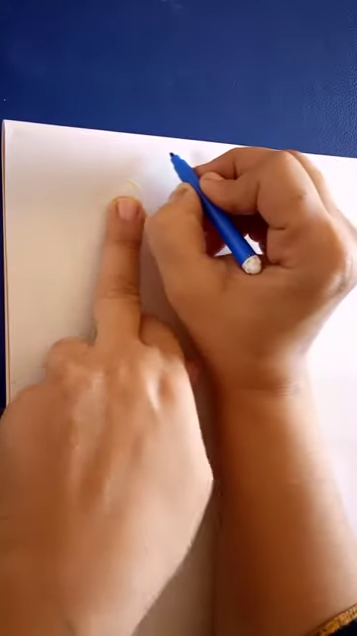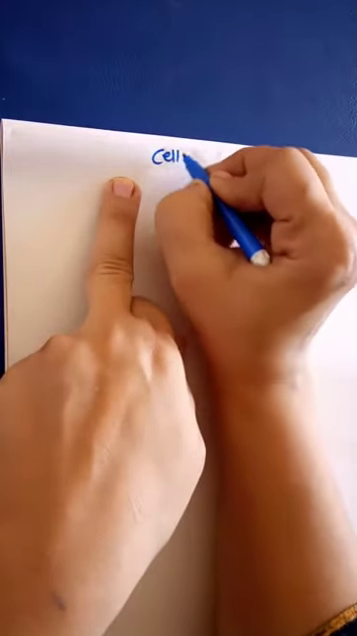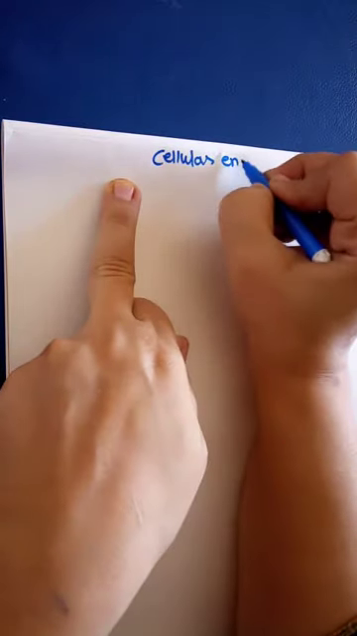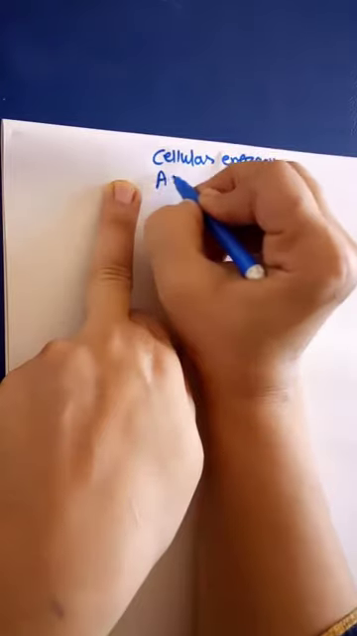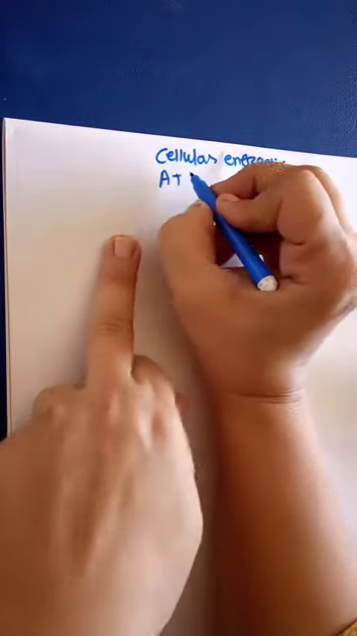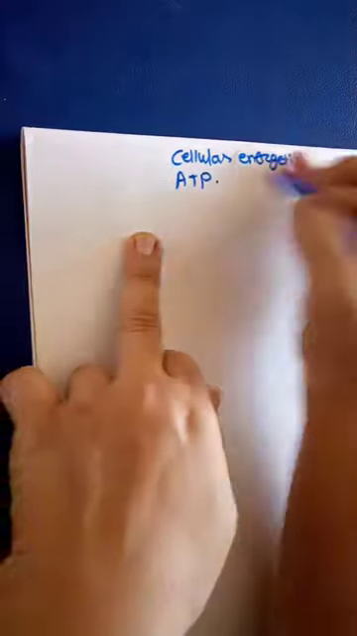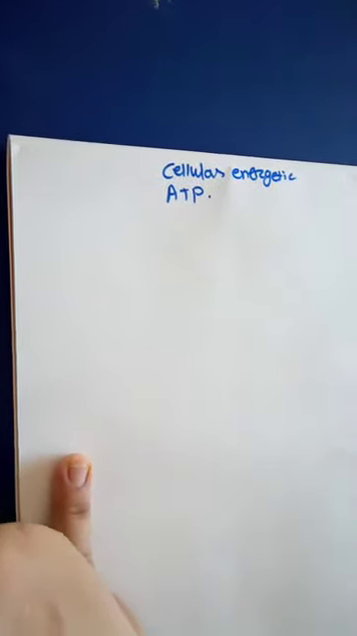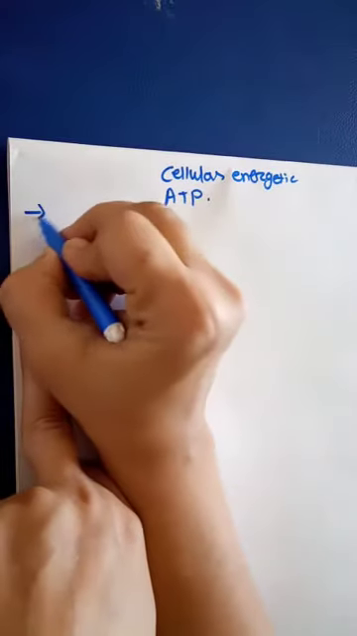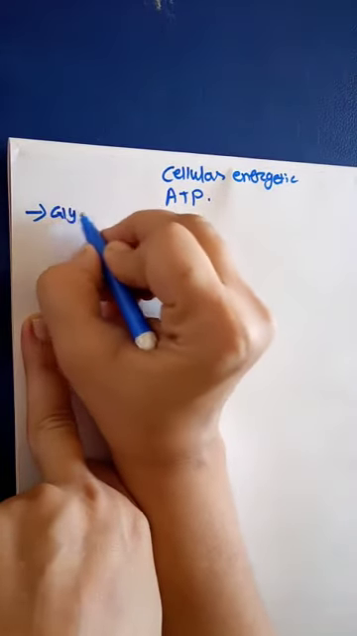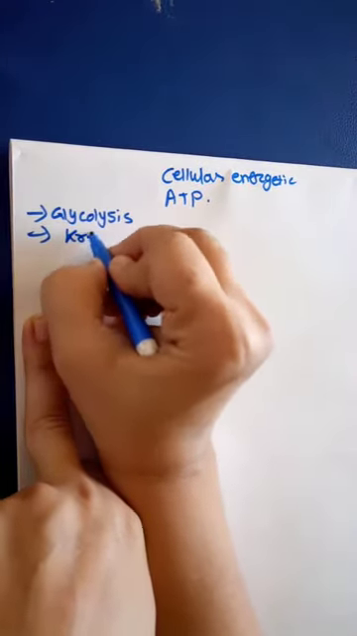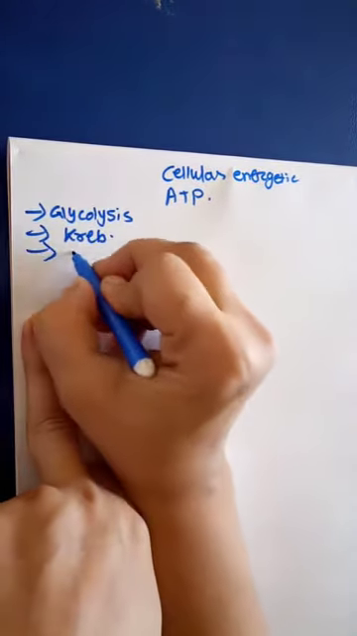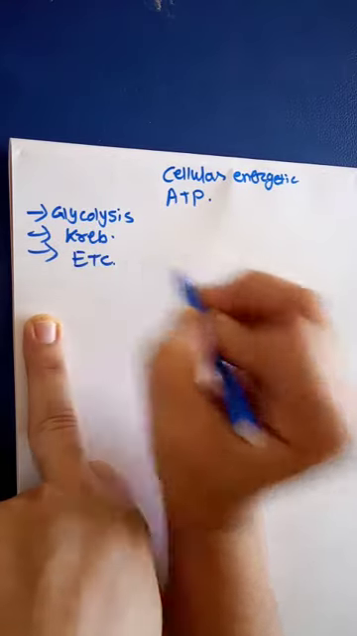Hello everyone, we are talking here about cellular energetics. That is the net ATP molecules produced via aerobic respiration. We all know aerobic respiration consists of three steps. First is glycolysis, second is the Krebs cycle, and the third one is the electron transport chain.